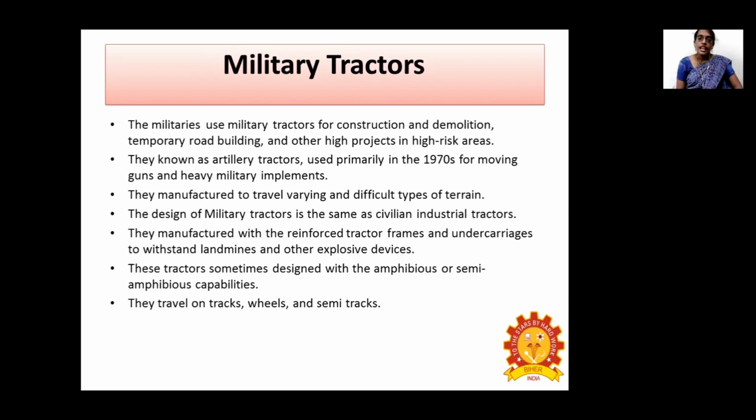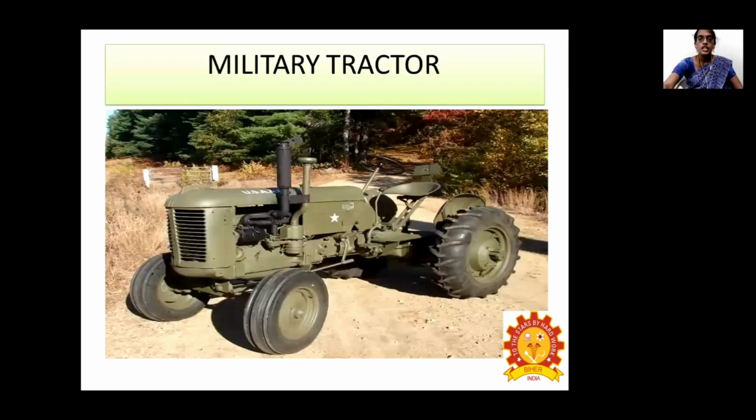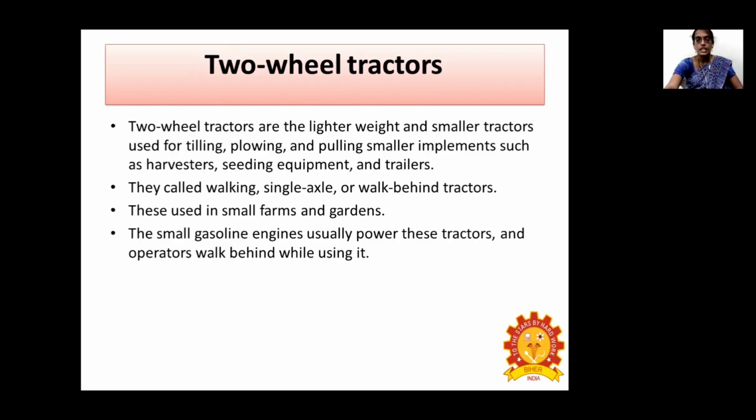Next, they can travel on tracks and wheels, and also on semi-tracks. So this is the image of these military tractors. It has a track type mechanism. Sorry, wheel type mechanism.